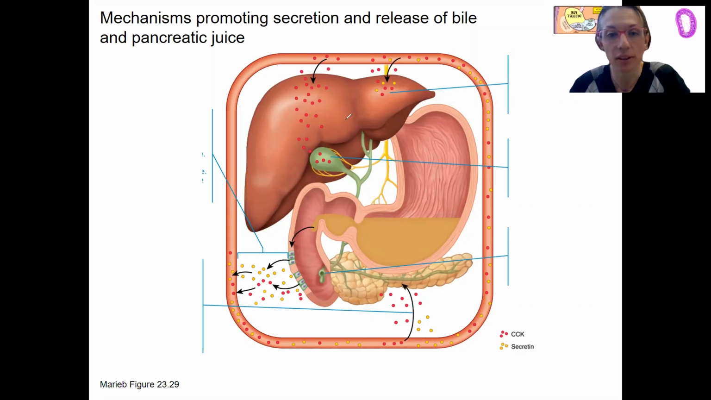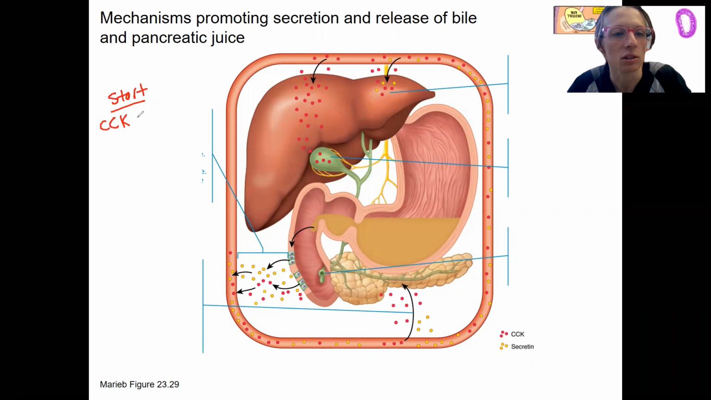Let's do this again with the anatomy in place. So you'll see my little key down here. CCK is red, secretin is yellow. A lot of times they're both together, right? But there's a couple differences here. So the stimulus is going to be a little different for the two. Where we're going to start here, we're starting right here. This is our start.